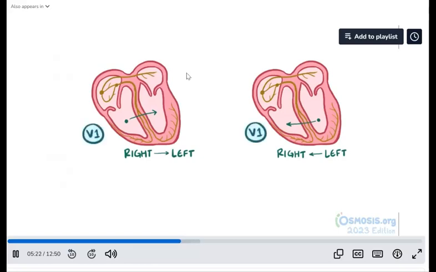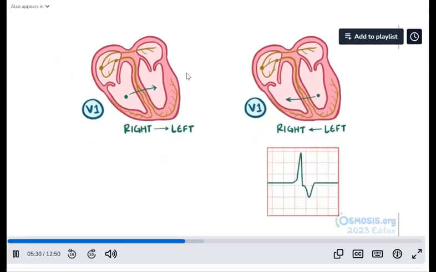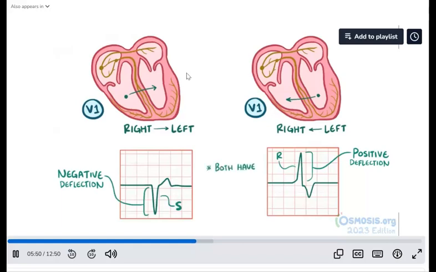Now, lead V1 on an ECG measures a depolarization wave that moves toward the right ventricle. So when an ectopic focus originates in the left ventricle and moves toward the right ventricle, the V1 lead shows a large positive complex, with a dominating R wave. When an ectopic focus originates in the right ventricle and then moves toward the left ventricle, the V1 lead shows a large negative complex, with a dominating S wave. Regardless of the originating ventricle, a premature ventricular contraction often has an abnormal T wave, since the timing and direction of repolarization will be abnormal as well.